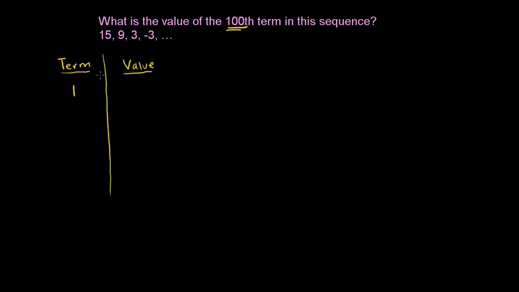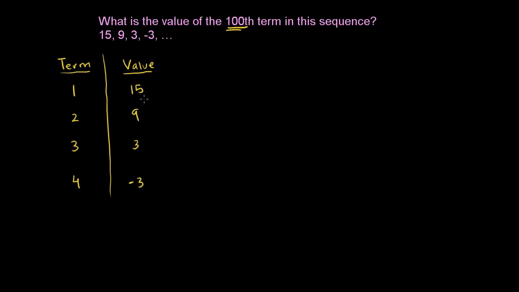Our first term we saw is 15. Our second term is 9. Our third term is 3. I'm just copying this down, but I'm making sure we associate it with the right term. And our fourth term is negative 3. And they want us to figure out what the 100th term of this sequence is going to be. So let's see if we can discern some type of pattern.